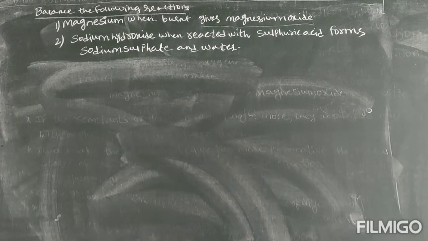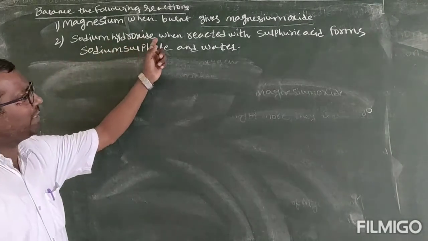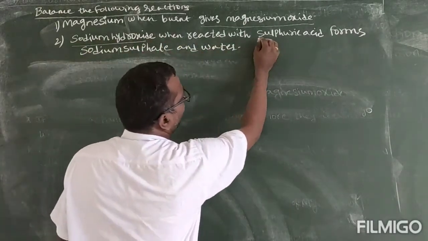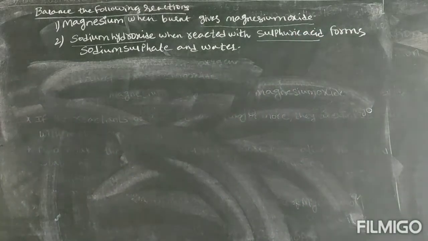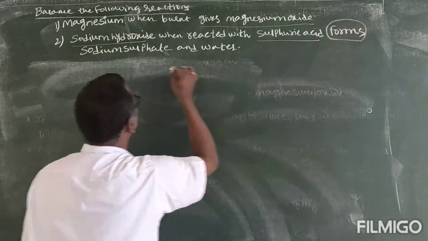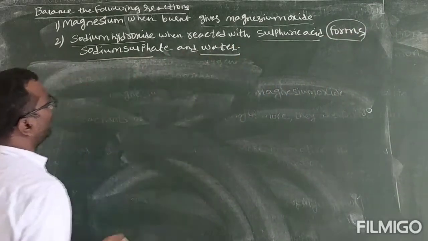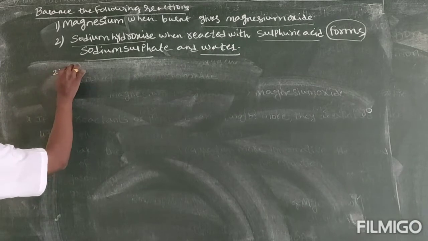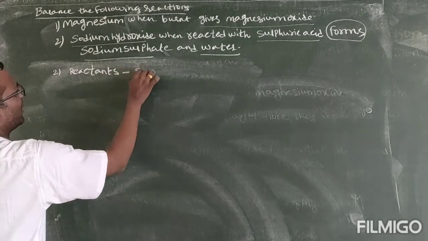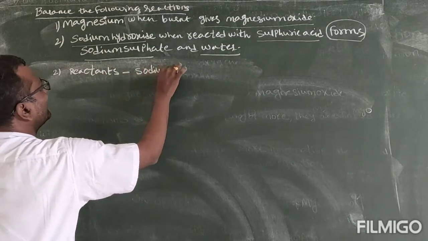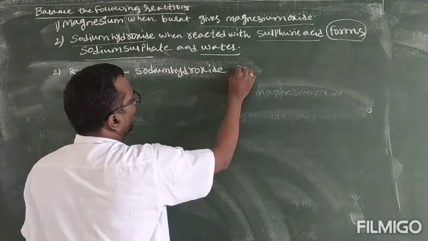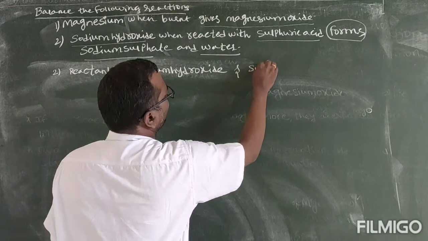What is the second one? Sodium hydroxide when reacted with sulfuric acid. See, sodium hydroxide and sulfuric acid are the reactants. "Forms" means these are the products: sodium sulfate and water. So first, reactants are what? Reactants are sodium hydroxide and sulfuric acid.